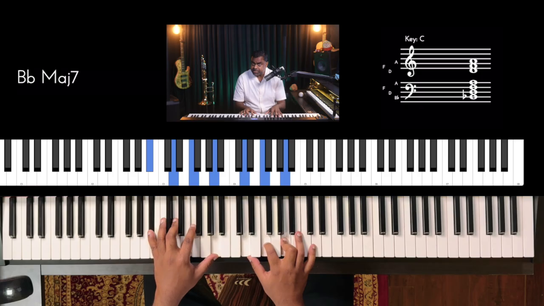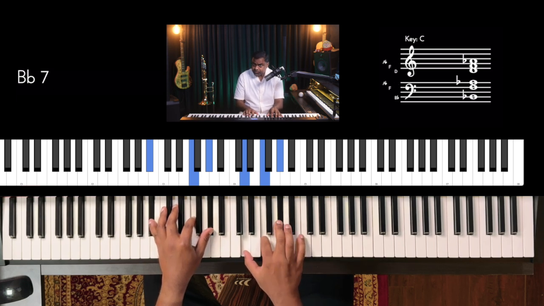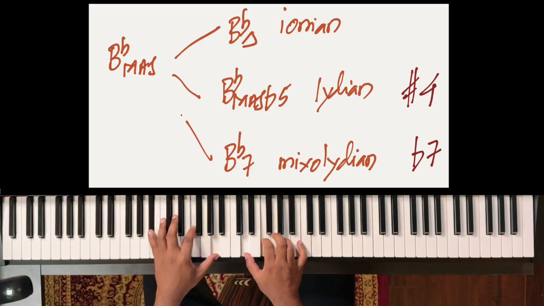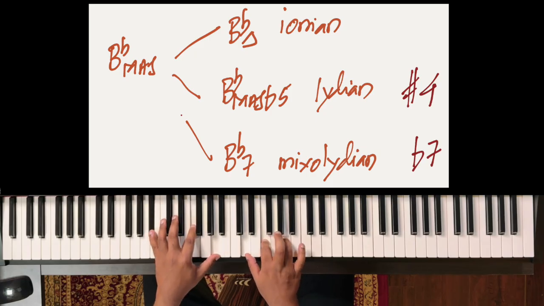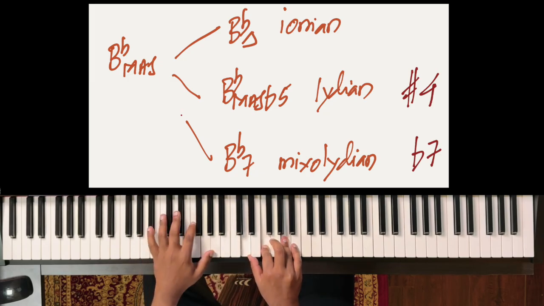B flat major 7th is A. And Mixolydian would be B flat minor 7th, which is A flat. So this one chord, B flat major 7th, would at least prevent the melodic musician from playing the Mixolydian, because you've given them the major 7th. They cannot play Mixolydian over it.